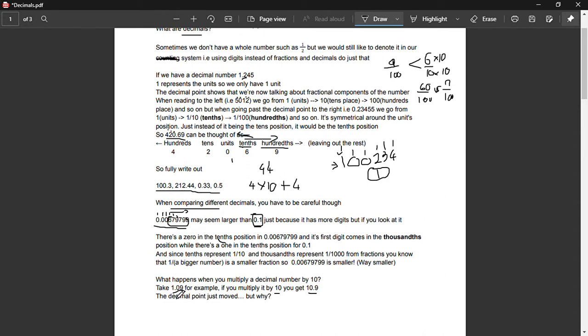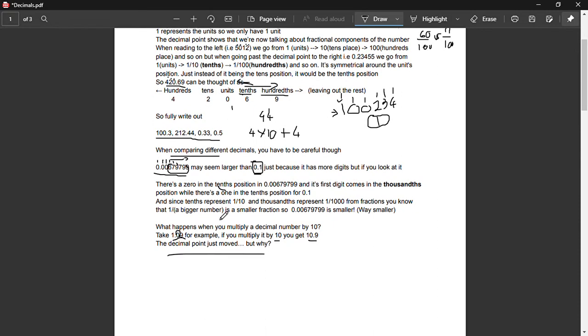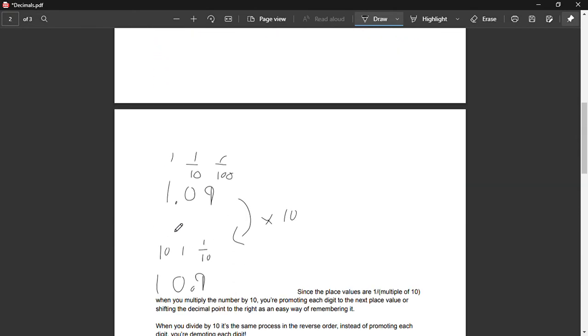And you can just notice that the decimal point just bloop, jumps to the right, right? But why? Well, it comes back to place values. This 1 is in the 1's position, this 0 is in the 1 over 10 position, and this 9 is in the 1 over 100. So if I write out the number in full, it's 1 plus 0 over 10 plus 9 times 1 over 100, or 9 over 100.